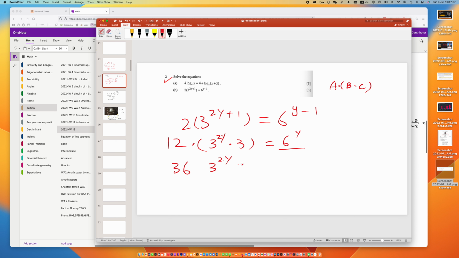3 times 2y is 6y, right? So you can see that even until this step, you don't have a common power. So you need to get the 2 to the 3 so that you get 9. Then now you have the common power. When you have the common power, for indices, you either play with common power or common base. Therefore I think it's pretty easy.